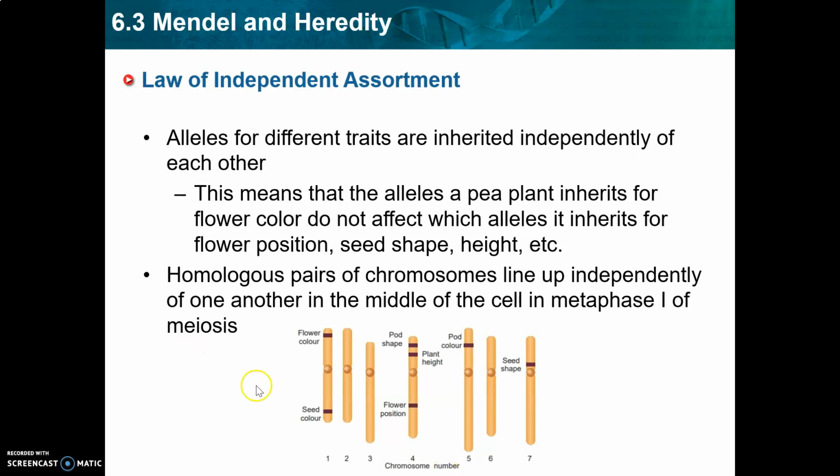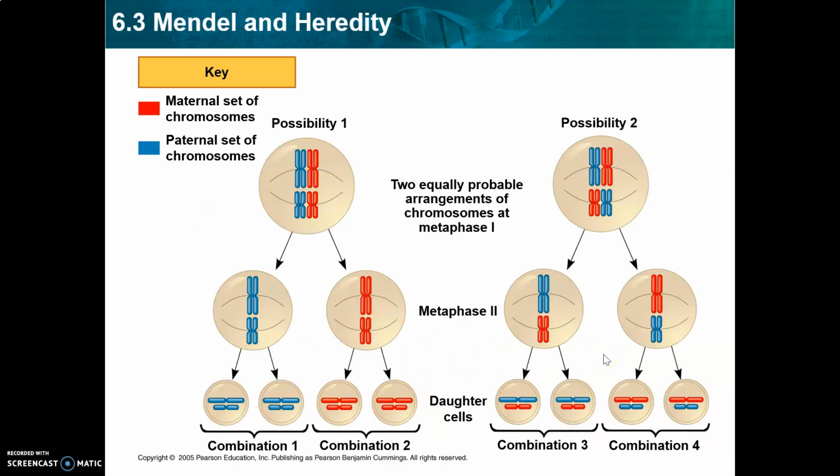These are the 7 chromosomes that are found in pea plants, and the gene locations are marked on there. So we see that a gene for flower color is on a completely different chromosome than the gene for the shape of its pod or the color of its pod. So let's relate that to what we know about meiosis.